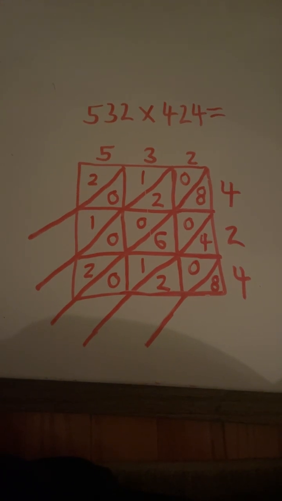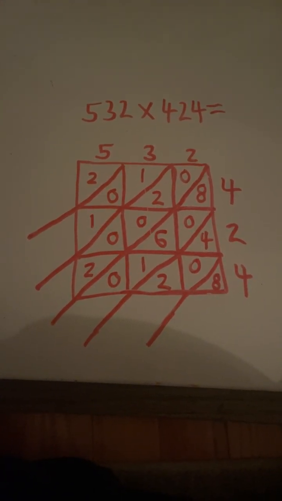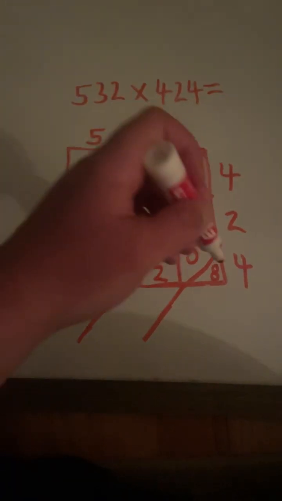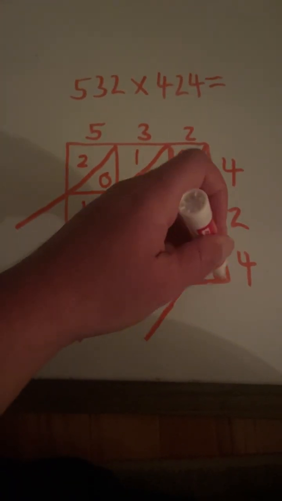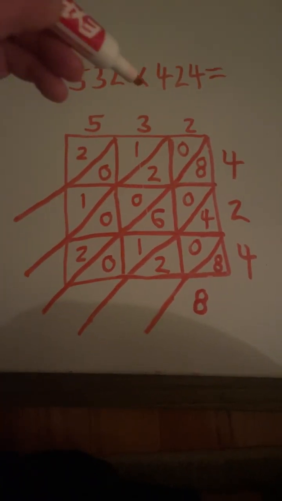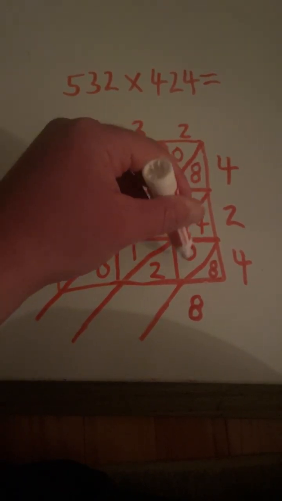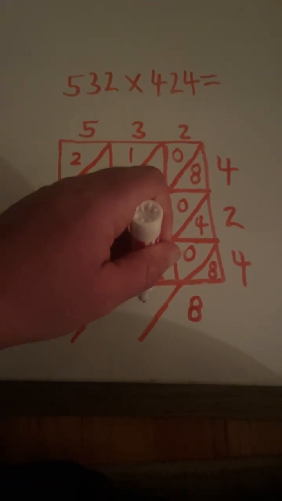But to finish the problem, we have to add. So we are adding all of the digits going along the diagonals. So if you look below this first diagonal, our only number is 8, so we're going to put an 8 here. Now in between these two diagonal lines, we have a 4, a 0, and a 2. 4 plus 0 equals 4, plus 2 equals 6.